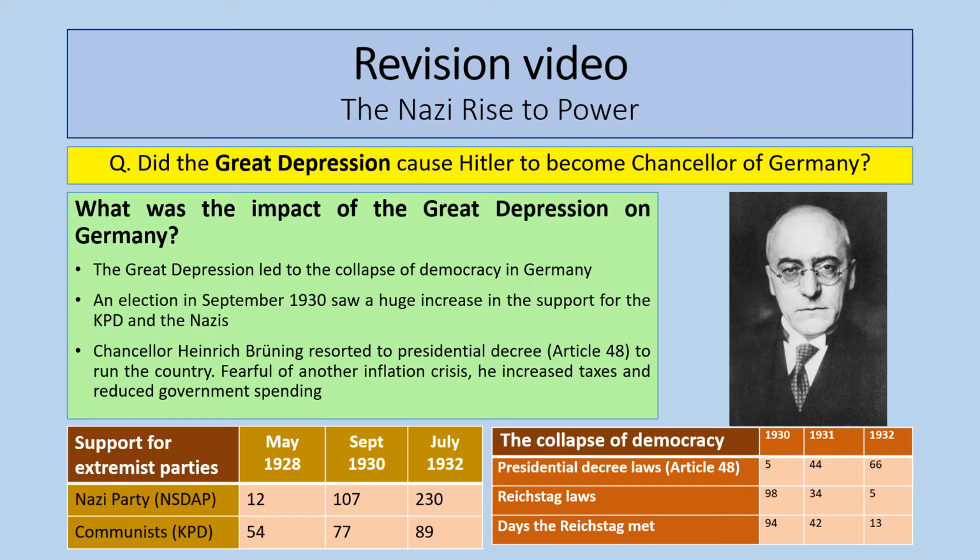So the impact of the Great Depression was that it essentially led to a collapse in democracy, and we can see there some really nice statistics about how the use of the Presidential Decree Laws, Article 48, increased to being used 66 times in 1932. Laws passed by the Reichstag dropped massively, and the days the Reichstag met. So I would put forward an argument that Weimar democracy collapsed before Hitler became Chancellor of Germany, and that already when Hitler was appointed Chancellor of Germany on the 30th of January 1933, democracy and the way that the Weimar Republic was functioning had already collapsed. And I think there's some really strong evidence there to support that in those statistics you can see there at the bottom.